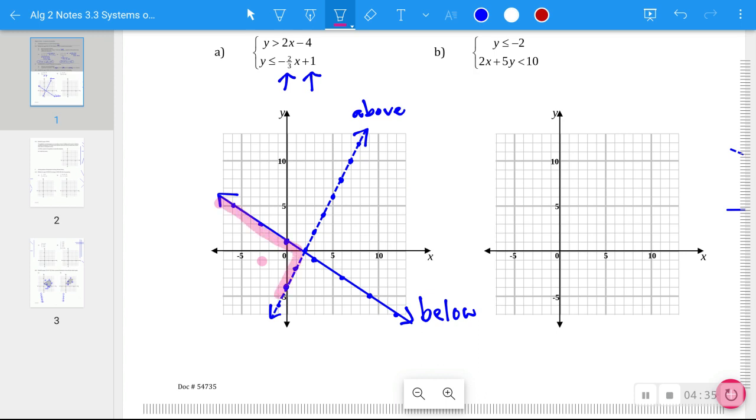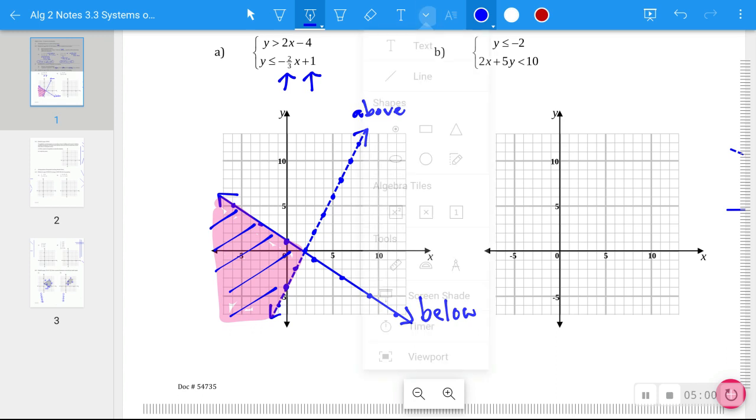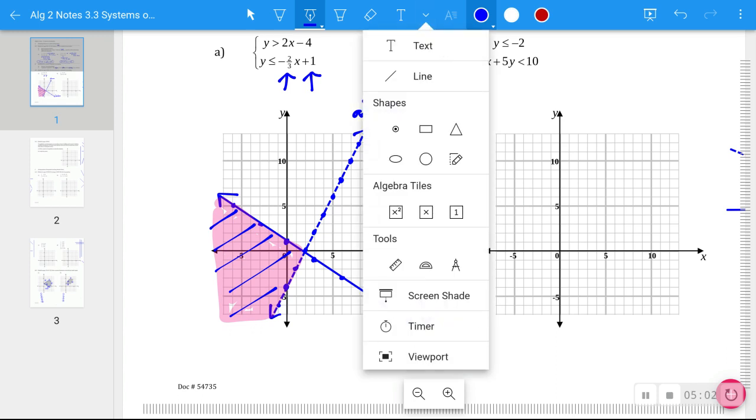And you shade this area. This is the only area where both of those are true. Now, if you're using a pen, you're just going to hash this at a diagonal like this. Do a neat job, but just draw hash marks like that. The pink area is the solution region.